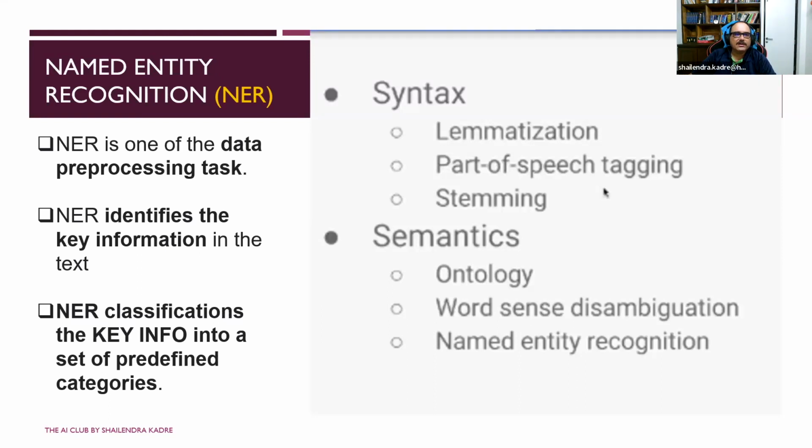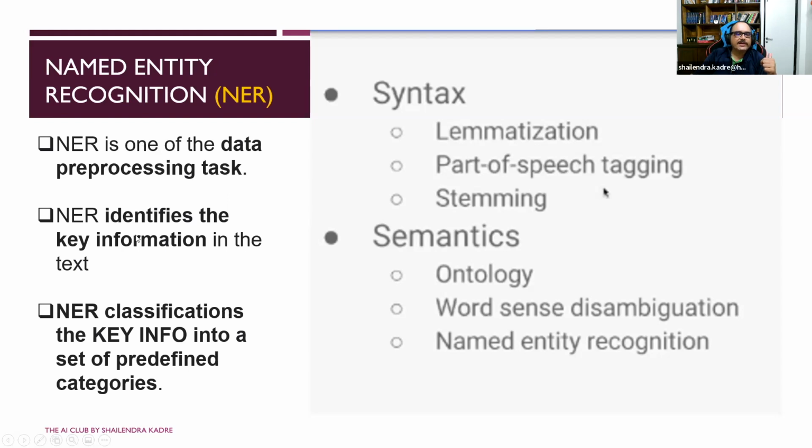In the medical world, it is very important. It is used in drug discovery, it is used in identifying genes and many other things. Named entity recognition, you can say, is the end product of your semantic analysis, and chunking and all is built upon named entity recognition. NER is one of the data pre-processing tasks. We know that lexical analysis, semantic analysis, syntactic analysis, all are data pre-processing tasks, right? Named entity recognition is also one of the data pre-processing tasks.